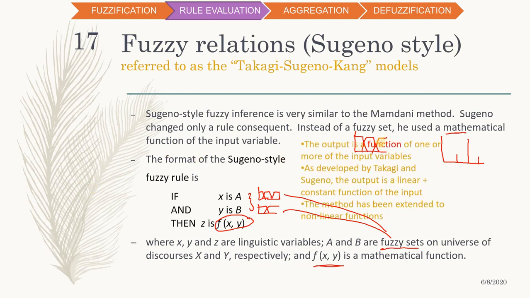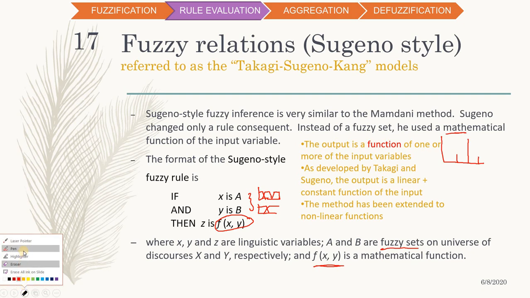So the output is a function of one or more input variables. As developed by Takagi and Sugeno, the output is a linear and constant function of the input. The method has been extended to non-linear functions, but we are going to use the linear.